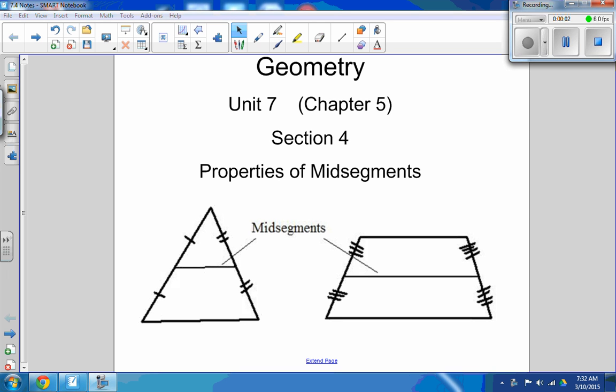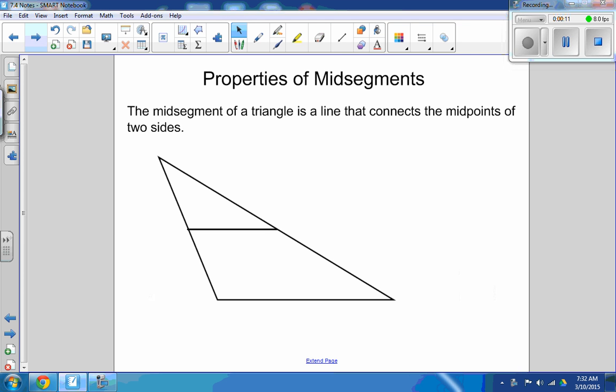Geometry, Unit 7, which is Chapter 5 from the book, Section 4, Properties of Midsegments. So the property of a midsegment of a triangle is a line that connects the midpoints of two sides. Since this is a midsegment connecting the midpoints, it's cutting these segments in half.